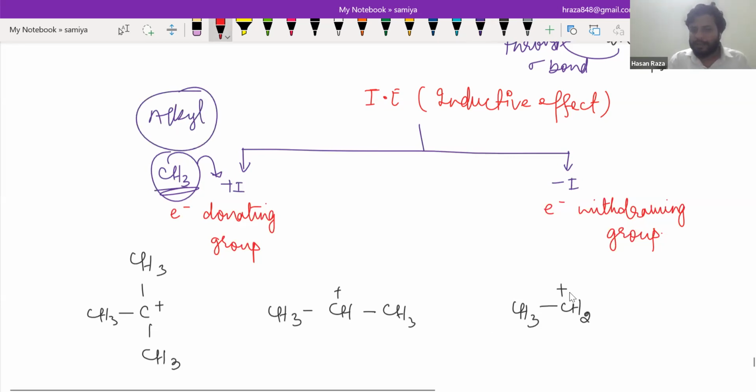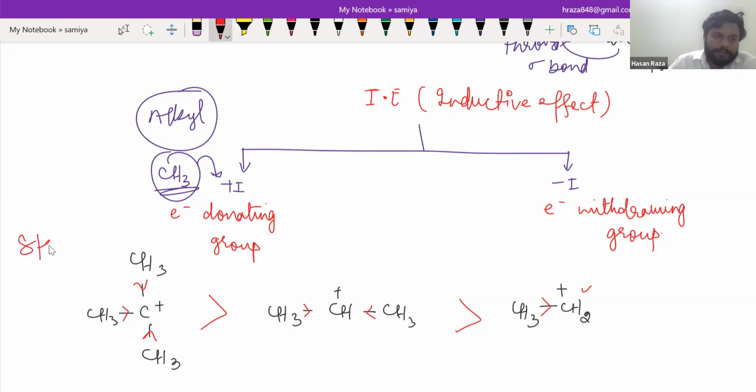So you can see this C plus is electron deficient, which will require electron. It is supported by one side, one CH3. This C plus is supported by two, and this C plus is supported by three. So this will be more stable than this. Are you getting my point, Madhya? So this will be the stability. Okay.